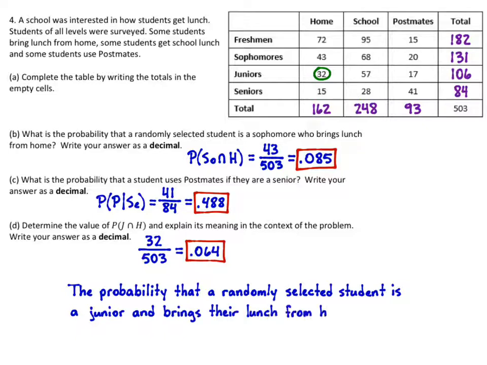I know that this can get a little confusing in terms of the conditional probability versus the and probability. But in the and probability, we're saying that we want something and something to occur out of the entire group. Whereas the conditional probability is the same kind of thing. We want something and something to occur, but only within a subgroup.